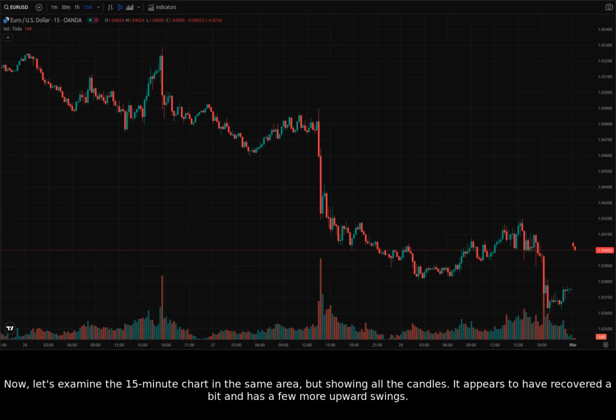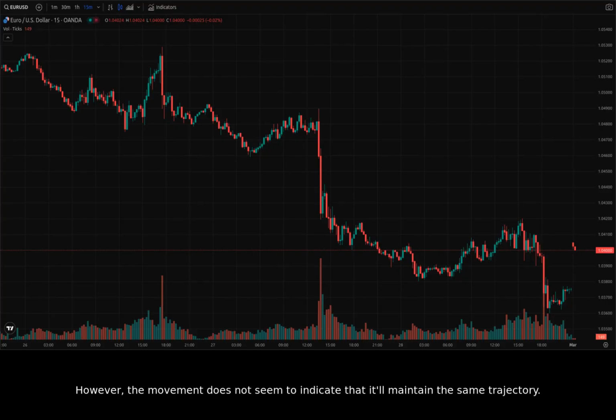Now, let's examine the 15-minute chart in the same area, but showing all the candles. It appears to have recovered a bit and has a few more upward swings. However, the movement does not seem to indicate that it'll maintain the same trajectory.